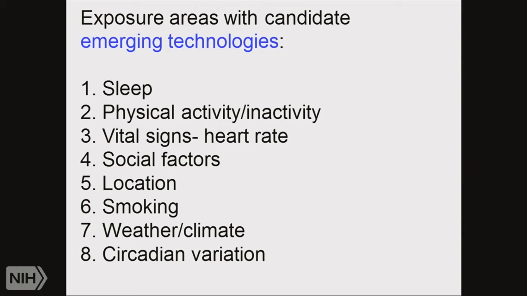Weather and climate hasn't been much studied, but can be now. And circadian variation is an area that I'm spending almost half my time now studying. And all I'll say is that circadian dysregulation looks like it has very important associations with four conditions: mood disorders, obesity, diabetes, and cancer. I don't have enough time to go into it now, but I can answer questions if you want. I'll stop there. Thank you.